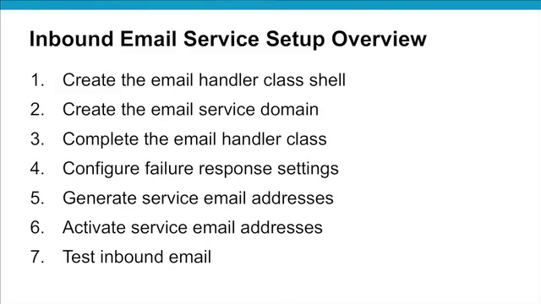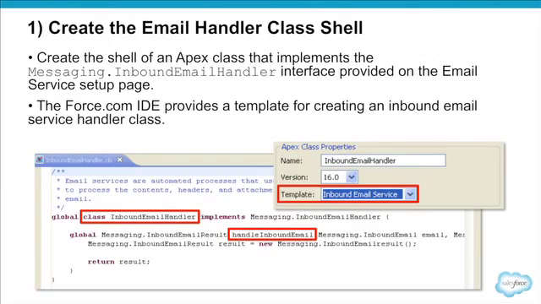So let's walk you through the way that you would generate an email service. Well, first of all, you would create the code. You're then going to create the email service. You're going to configure it. You're going to generate a target email address that you would be sending to, and then you would test it out, okay?